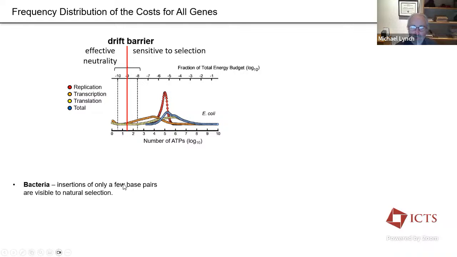Remarkably, an insertion of only a couple of base pairs in E. coli has a cost, because one base pair, remember, is 100 ATPs. And that can almost be felt by natural selection. So I think these kinds of results really help explain why bacterial genomes are so streamlined.